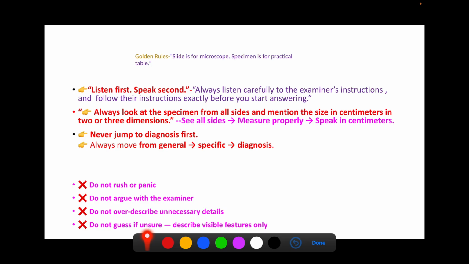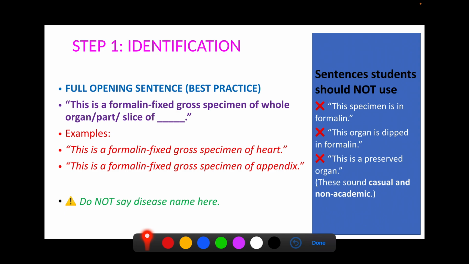And do not rush or panic, do not argue with the examiner, do not over-describe unnecessary details, and do not guess if unsure. But whenever you are unsure, describe whatever you can identify or the visible features that you can tell. Now let's start with the step by step approach.